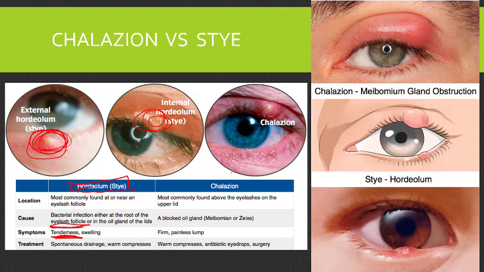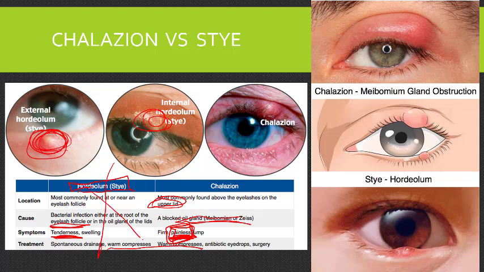A chalazion is usually found in the upper eyelid and it's a blocked oil gland. That's right, your eyes and your skin need those oil glands. But this one is painless. So I would focus on the main difference here: painless. And then, of course, both of them are treated with warm compresses.